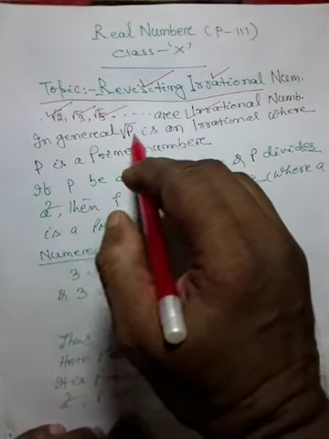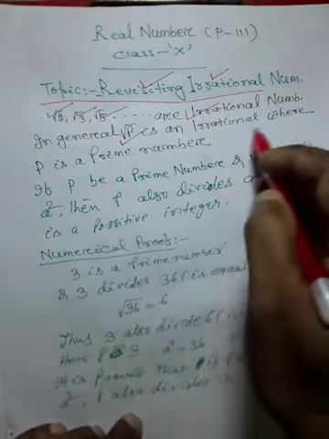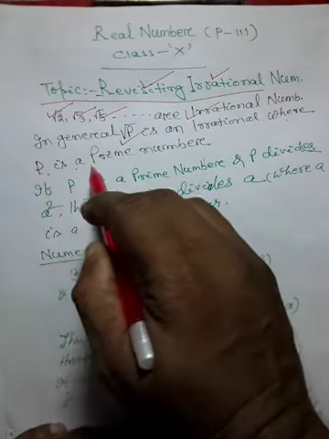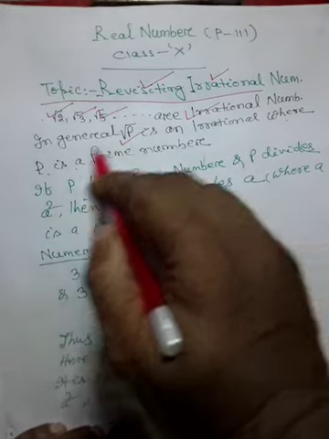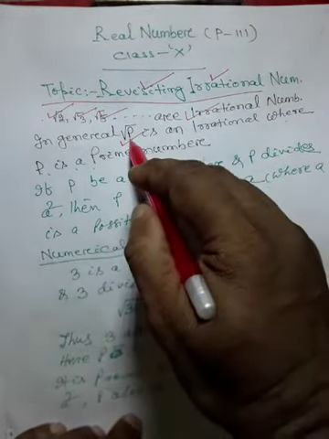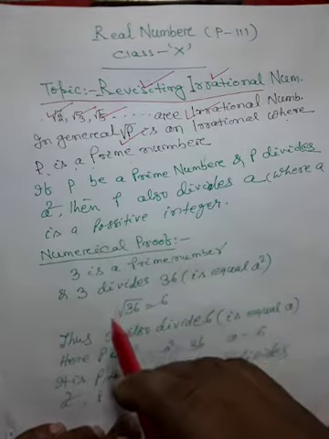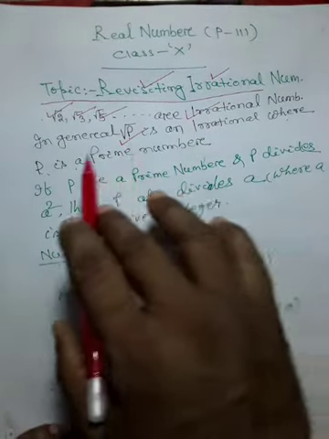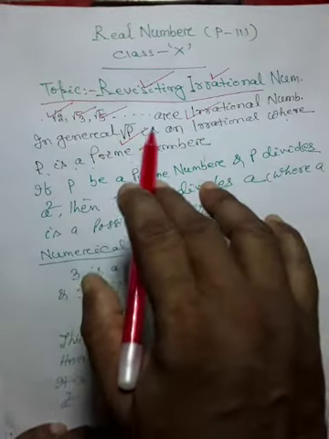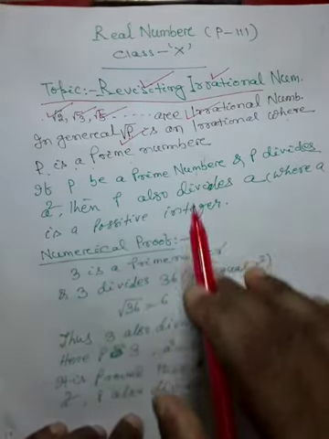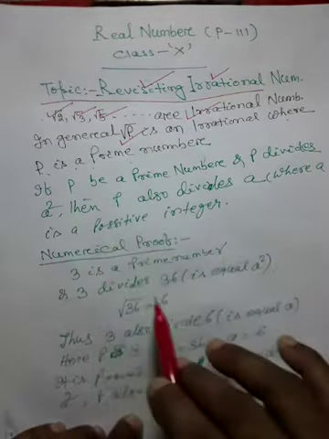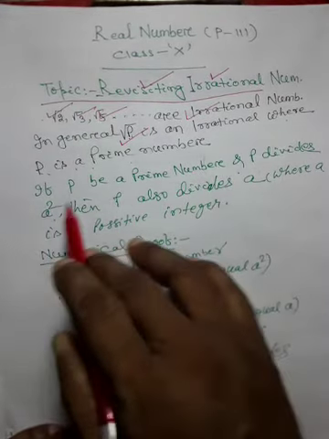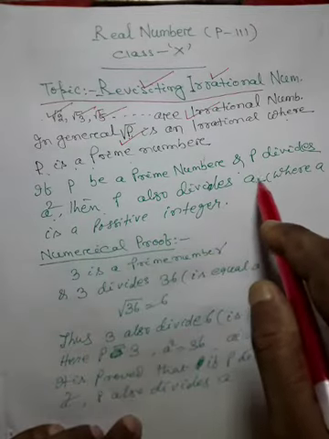So, in the general case, root p is an irrational number when p is a prime number. Any prime number, just like 2, 3, 5. So, root p is an irrational number when p is a prime number. If p is a prime number and p divides a square, then p also divides a.